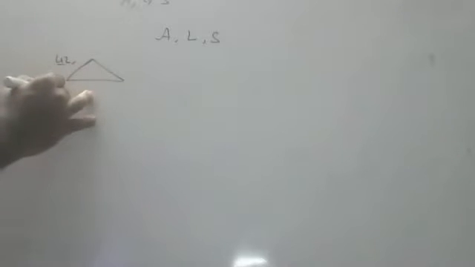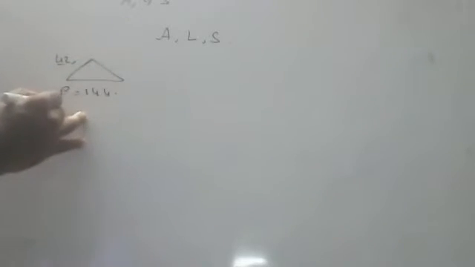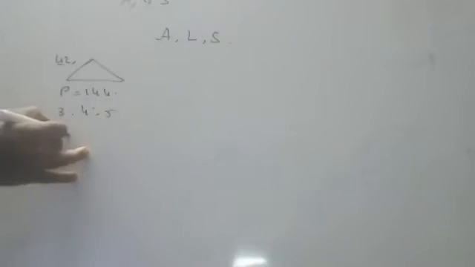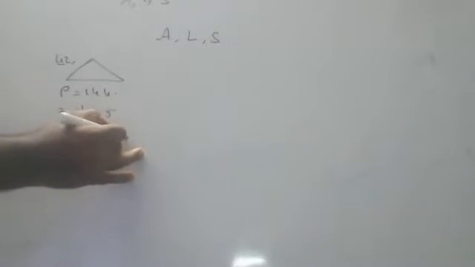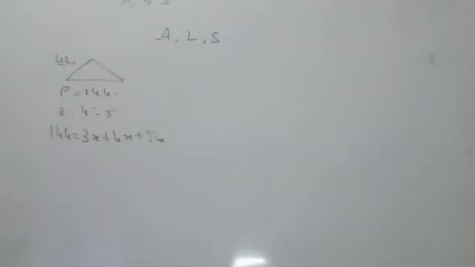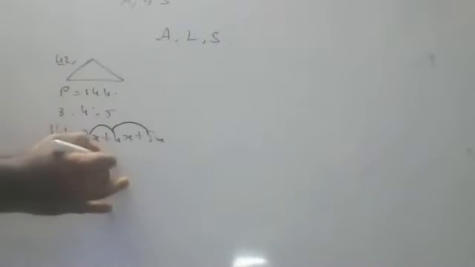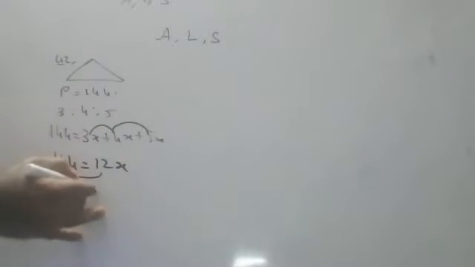This is a triangle whose perimeter is given as 144 and sides are in the ratio of 3:4:5. When sides are in the ratio of 3:4:5, you have to find the individual sides. So 144 is equal to 3x plus 4x plus 5x, which is 12x. x is equal to 144 by 12, which is 12.